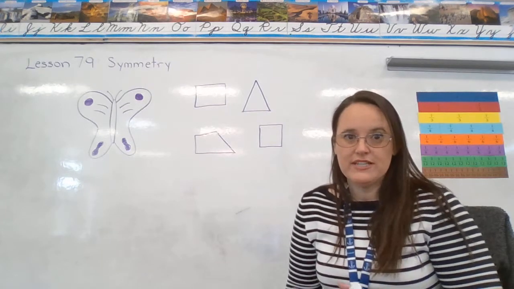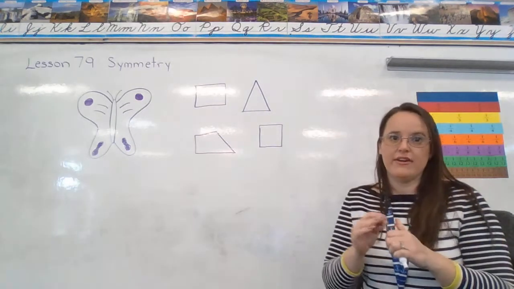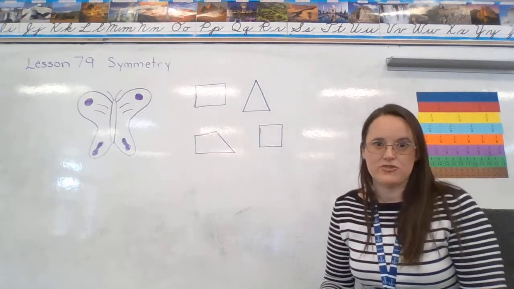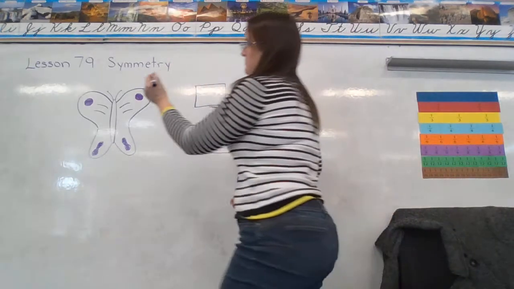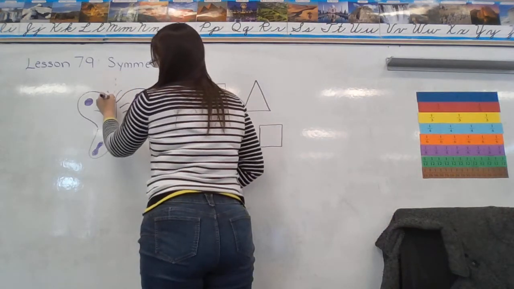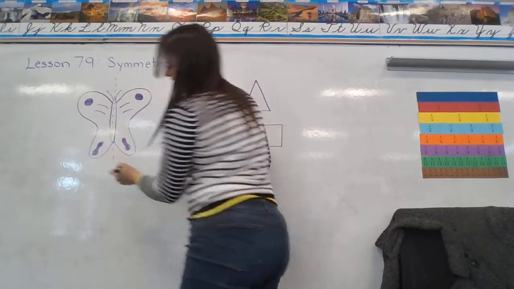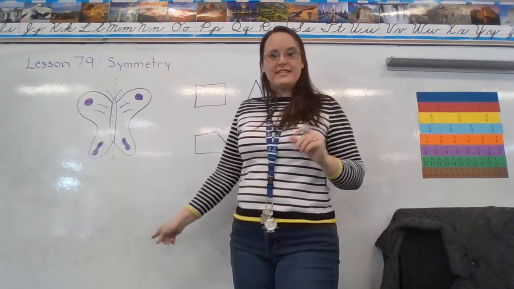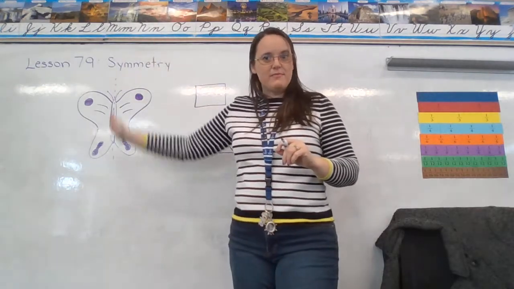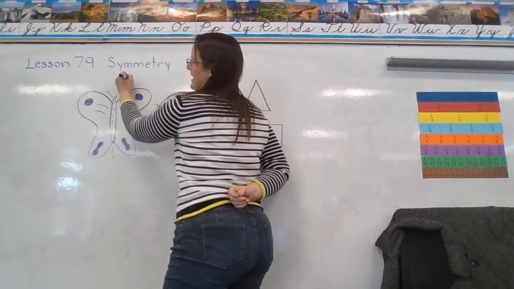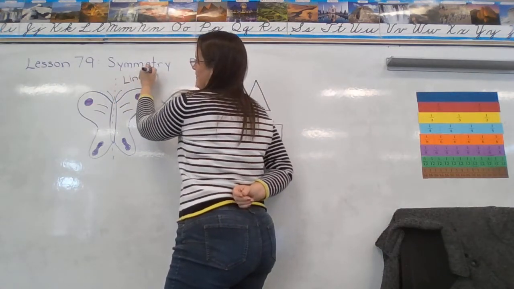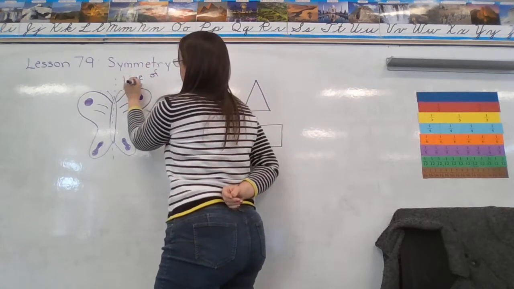So here's what you need to know as a 4th grader. Anything that has symmetry has what is called a line of symmetry. So in my butterfly here, if I split the butterfly right down the middle, that imaginary line is called my line of symmetry.